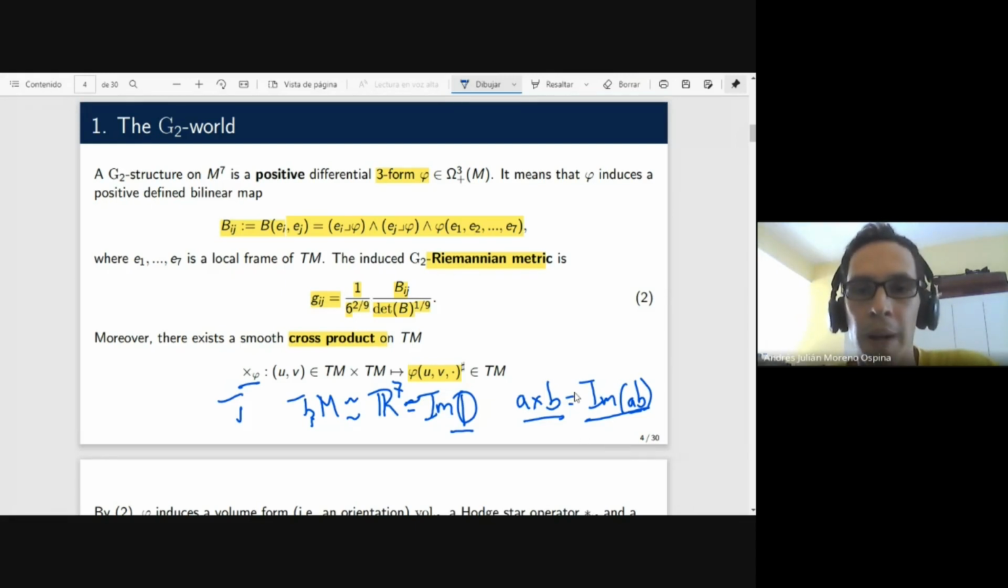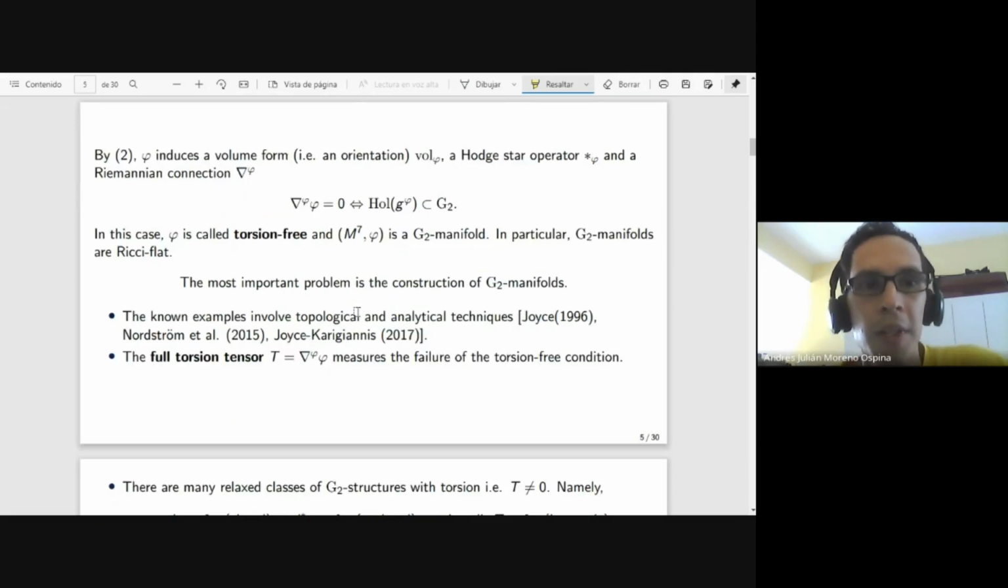With that, using the metric induced by the 3-form, we have a volume form, a Hodge star operator and a Riemannian connection. The Riemannian connection is important because if the G2 structure is parallel with respect to it, this is equivalent to the holonomy of the metric being contained in G2.